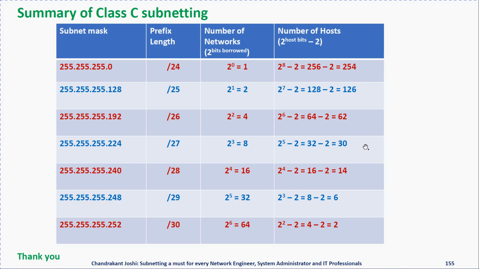We have borrowed each and every bit and seen the corresponding result. You cannot do more than this in class C. Just take another subnet, 192.168.1.0 or 2.0 or 3.0, and do the same thing again and again. The more you do, the more you understand.